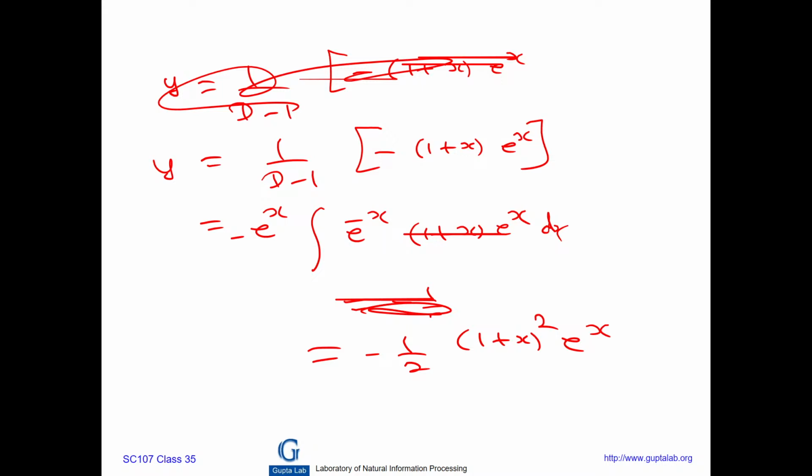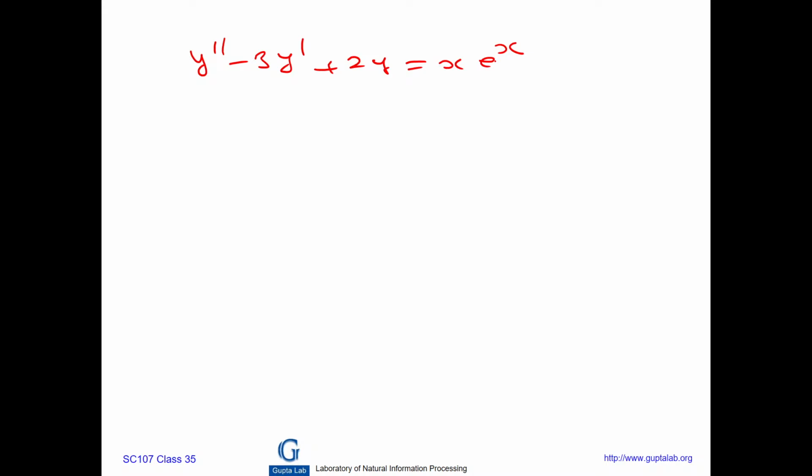As an exercise, you can do this: y double prime minus y is equal to e raised power minus x. Find a particular solution. Make the operator, factor it, and you can apply the formula. So method 2. Let me show you method 2: y double prime minus 3y prime plus 2y is equal to x times e raised power x.